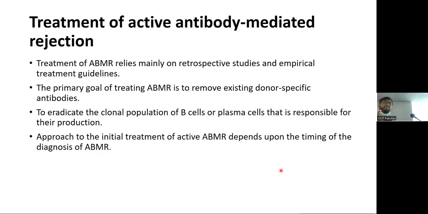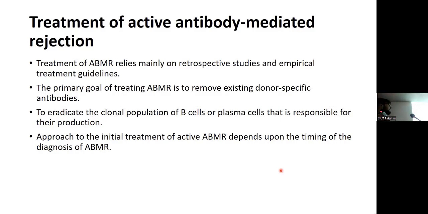Now the treatment of active antibody-mediated rejection. The patient with active ABMR can be treated on an outpatient basis also, but because of the complexity of the treatment, inpatient management is usually advocated, and the treatment of ABMR relies mainly on retrospective studies and empirical treatment guidelines rather than clinical evidence. And our primary goal of treating ABMR is to remove existing donor-specific antibodies and to eradicate the donor-specific population of B cells or plasma cells that is responsible for their production.